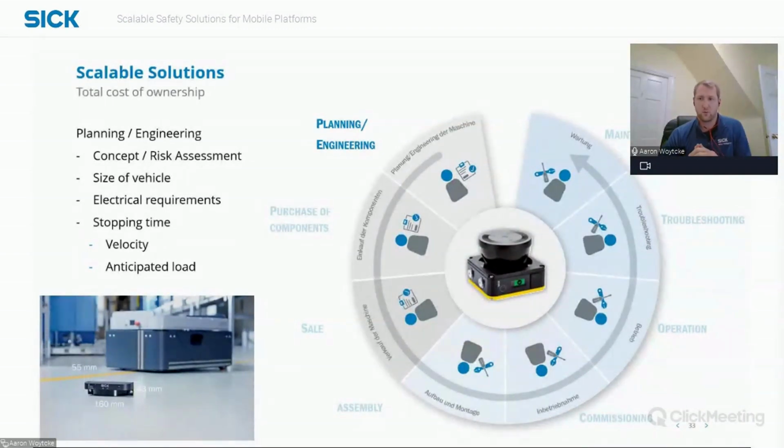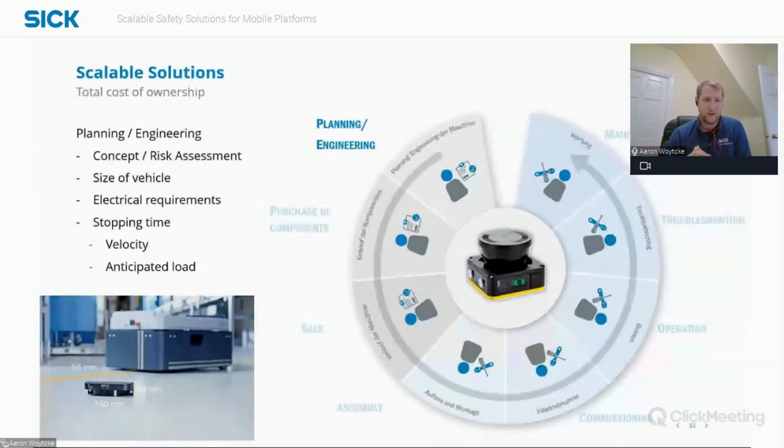Next, you'll want to look at electrical requirements. So these electrical requirements may determine what cabling is needed. In many cases, standard M12 cabling is used, and generally M12 cabling is very inexpensive and easy to find. It's generally sitting on a shelf or easily available. And then we look at stopping time. So stopping time is influenced by the velocity and load size, among other features of the vehicle.